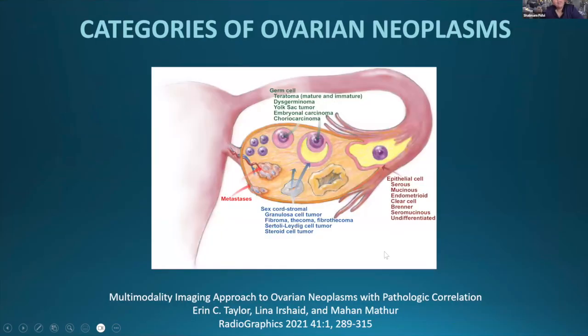All right, moving now to the categories of ovarian neoplasms. This article from Radiographics 2021 is actually an excellent resource for the discussion of ovarian neoplasms if you want to visit it later on. So there's four main categories of ovarian neoplasms. The most common is epithelial cell neoplasms, followed by germ cell neoplasms. Then you have sex cord and stromal tumors. And finally, you have ovarian metastases.